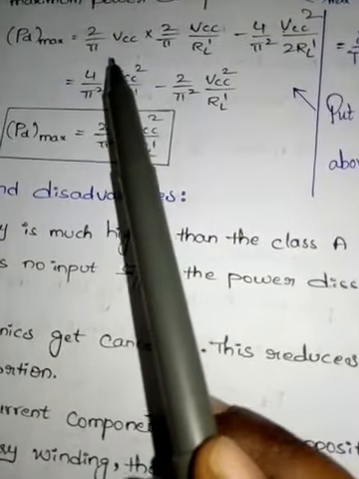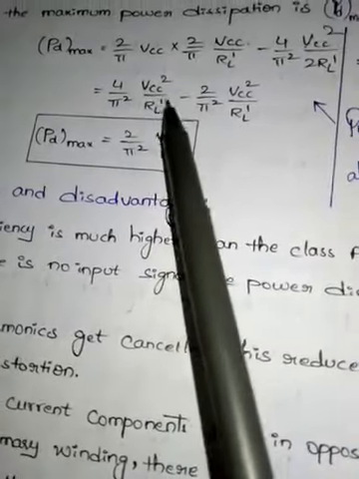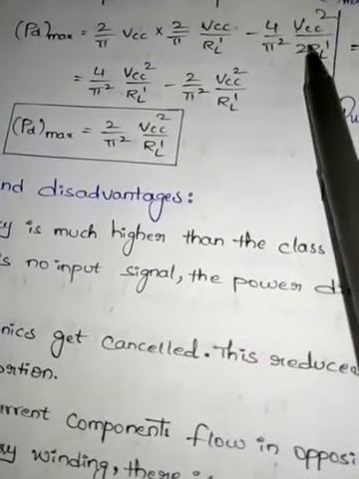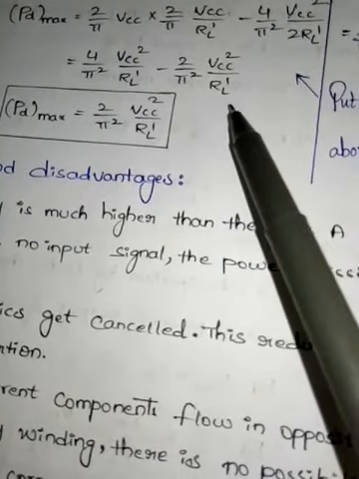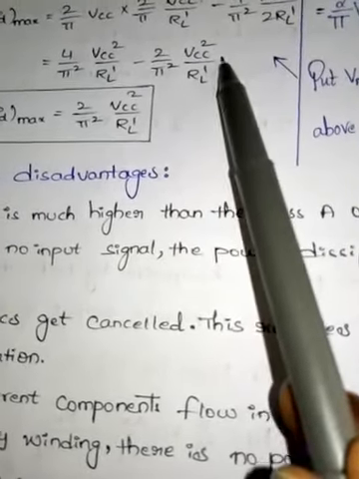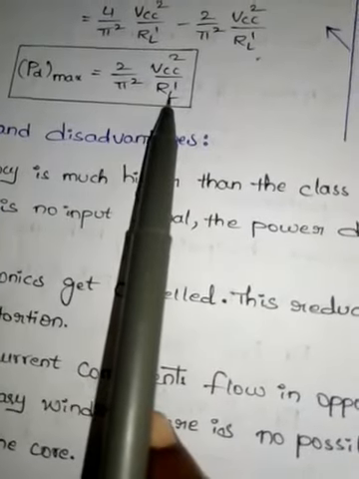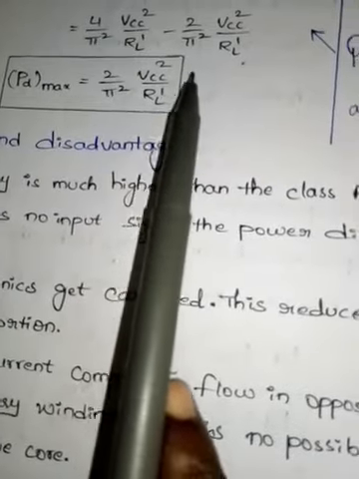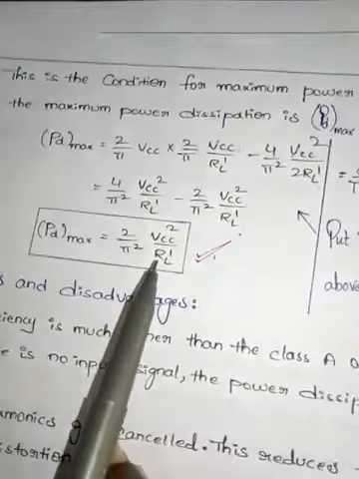So what will this equation become? 4 by pi square VCC square by RL dash minus 2 by pi square VCC square by RL dash, since the 2 in the numerator and denominator cancel. So the final maximum power dissipation expression is 2 by pi square VCC square by RL dash. This is the maximum power dissipation expression for the class B push-pull amplifier.